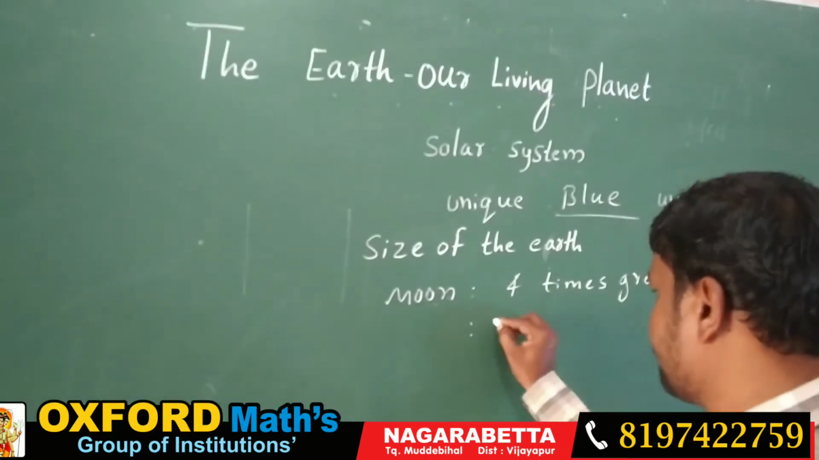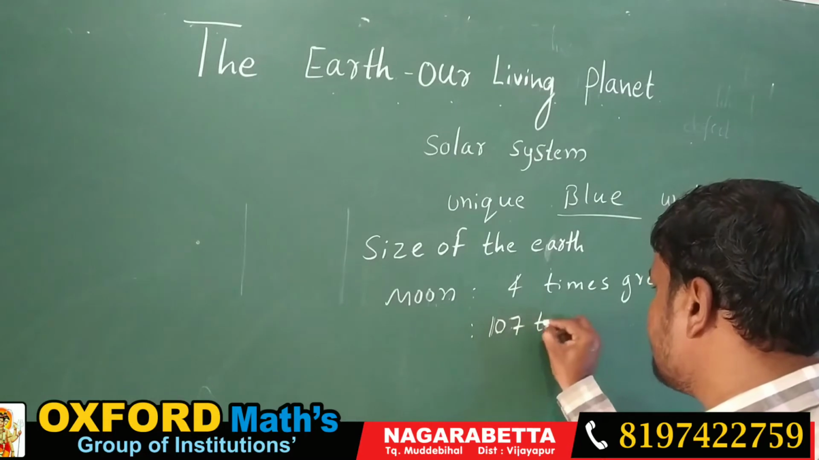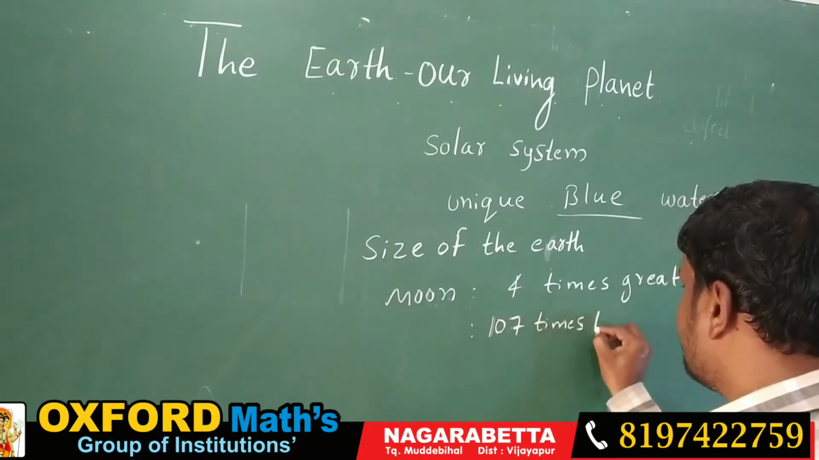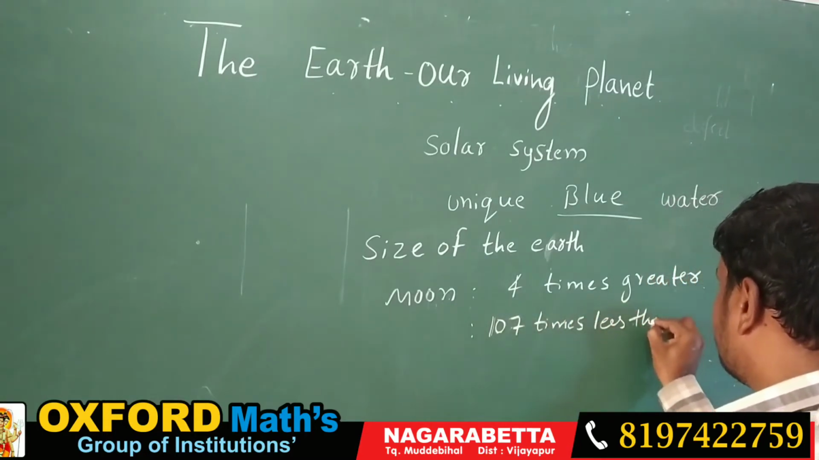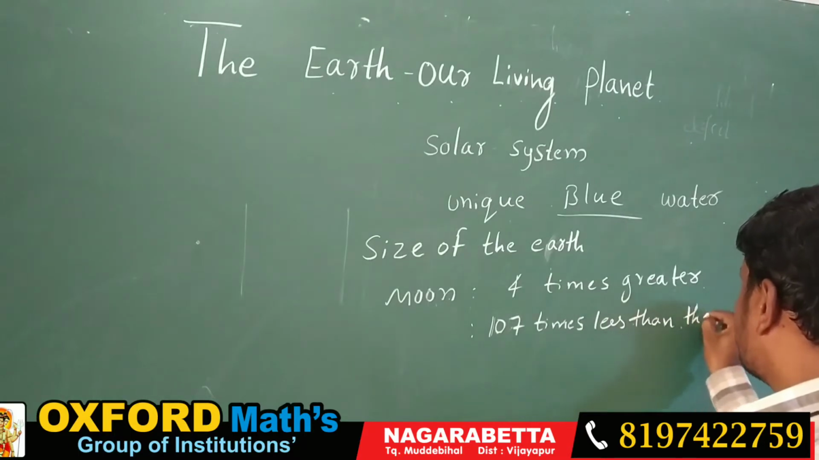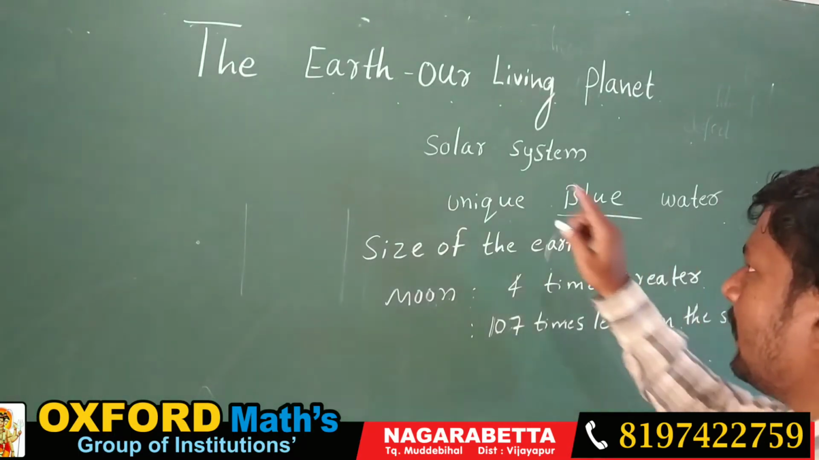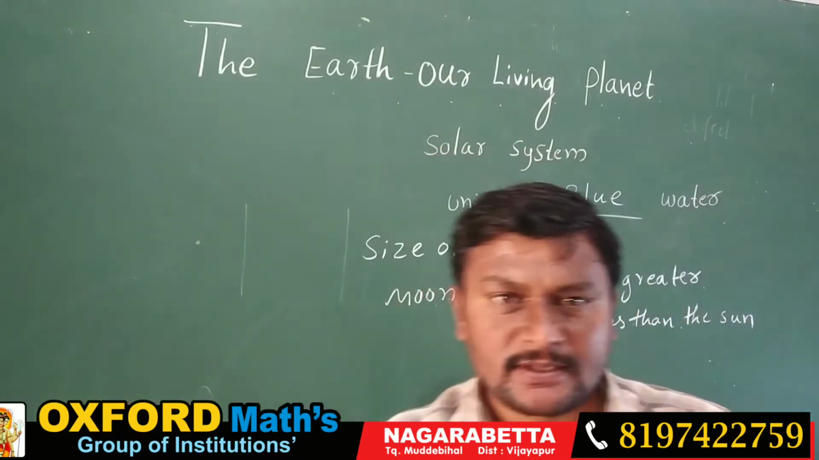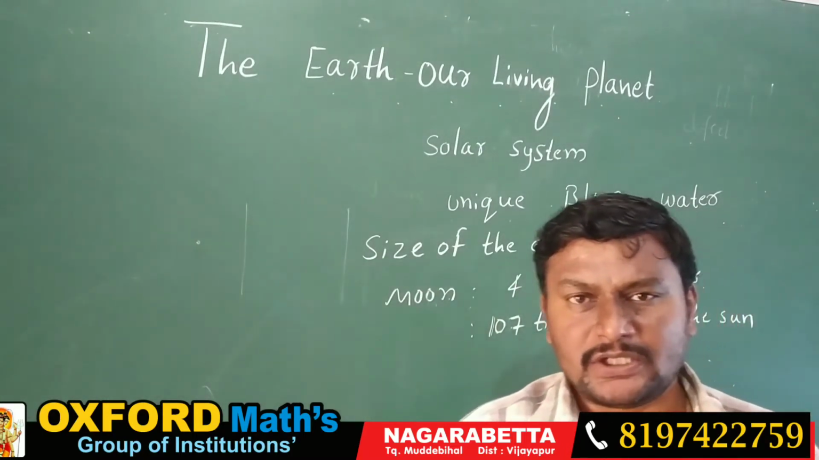And it is very much less than the sun. The Earth is 107 times smaller than the sun. So like this, we get the size of the Earth.